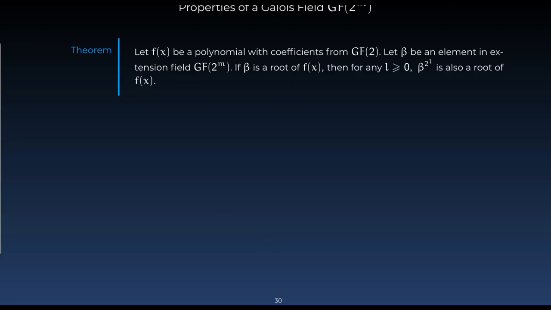So let's move on to some of the properties of Galois fields. The very first property or theorem is this: let f(x) be a polynomial with coefficients from GF(2), and let beta be an element in the extension field GF(2^m). So beta is basically an element in GF(2^m). If beta is a root of this polynomial f(x), then for any L greater than or equal to 0, beta^(2^L) is also going to be a root of f(x).